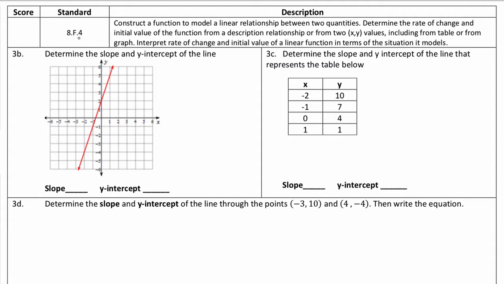So standard 8.4, this is the second page. Construct a function to model a linear relationship between two quantities. You need to find the rate of change and initial value of a function, using either points from a table or a graph, and also interpreting that rate of change and initial value in terms of the situation it models.